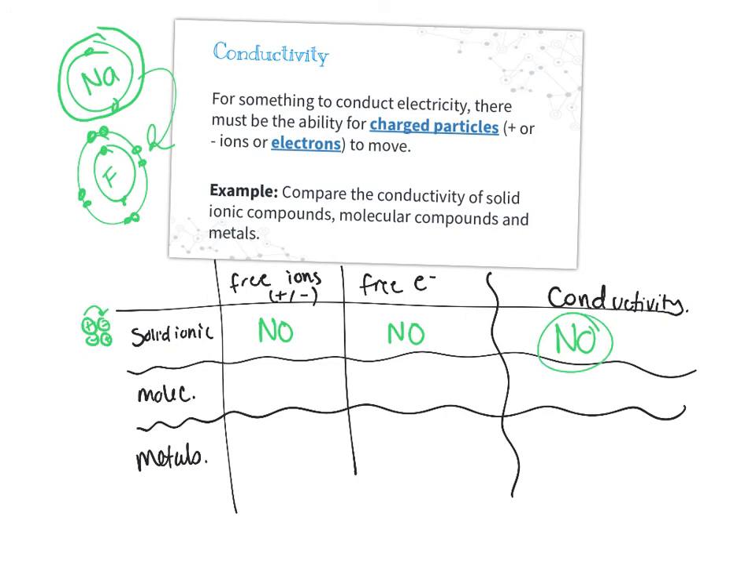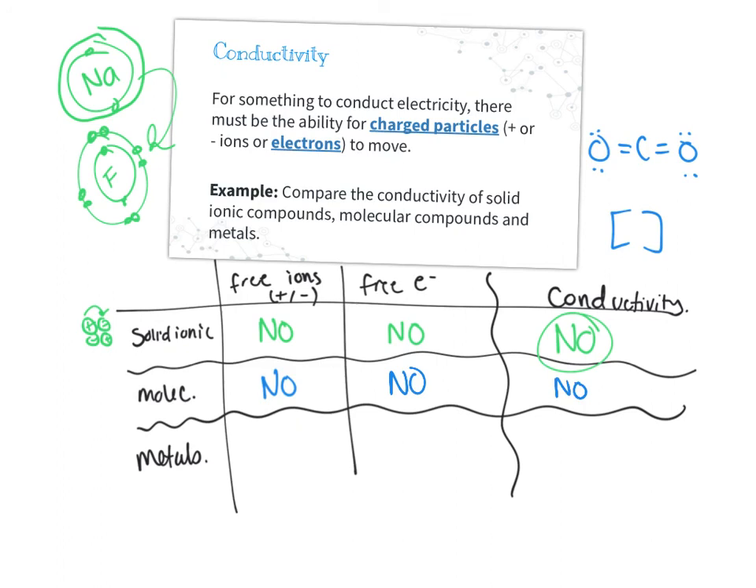Molecular compounds. Are there free ions? Well, there's no ions to begin with. We have never talked about a full positive, full negative, and we've never drawn square brackets around everything here. So there are no free ions. Are there free electrons? Well, that's also a no. They're either stuck in a lone pair or as bonding electrons, but none of those are free to move. So this is also a no. If it has no free electrons and no free ions, there's no charged particles that can move, it will not conduct.